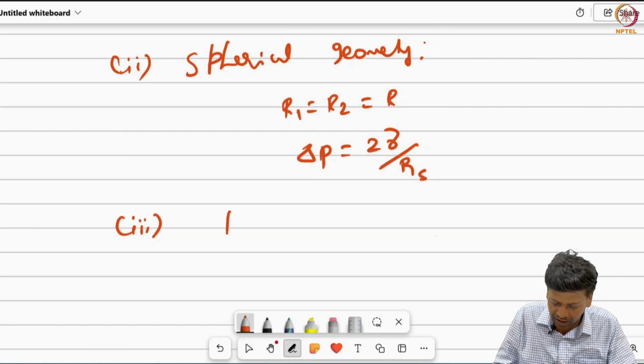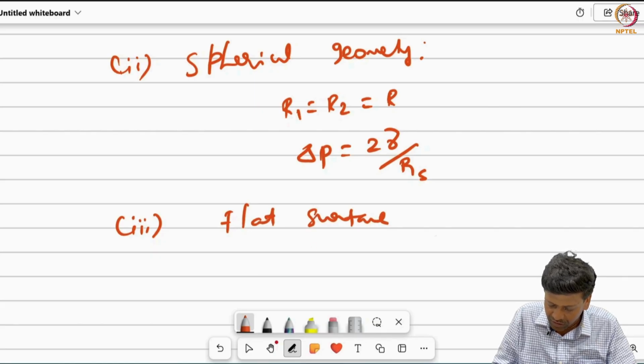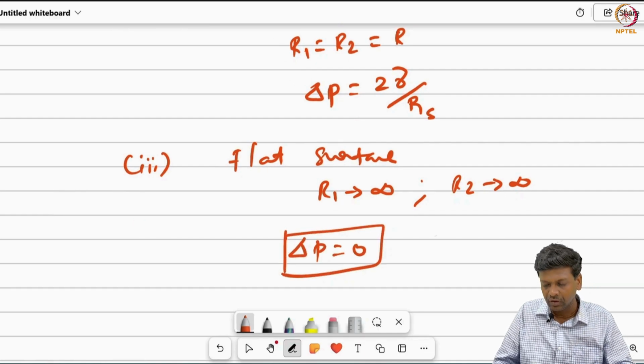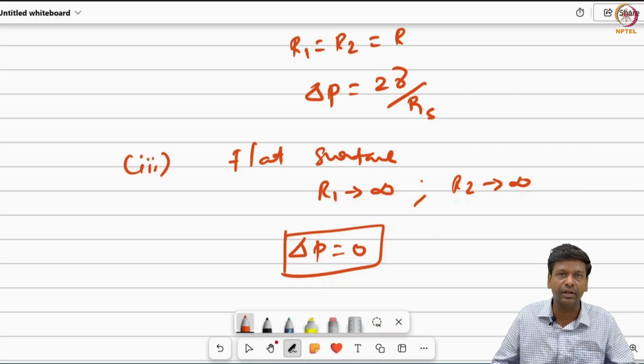In case of a flat surface, a flat geometry, since both radii tend to infinity, you can say that delta P is simply nothing but 0. So depending on the situation, depending on the geometry that we deal with, one would get a different compact equation. This is nothing but the Young-Laplace equation.